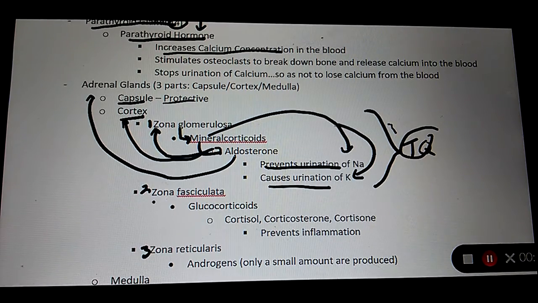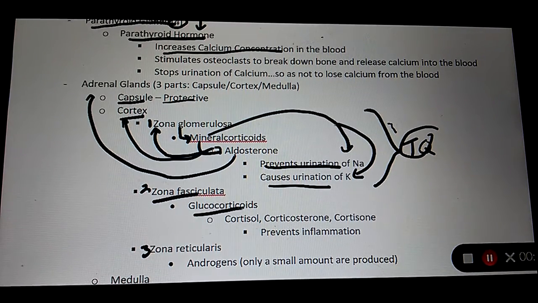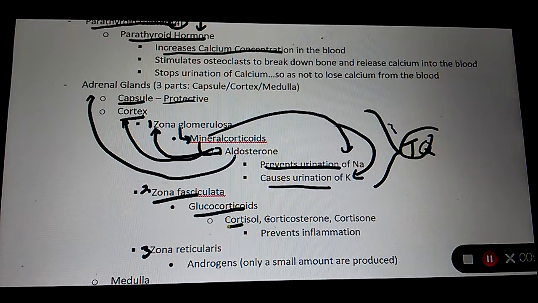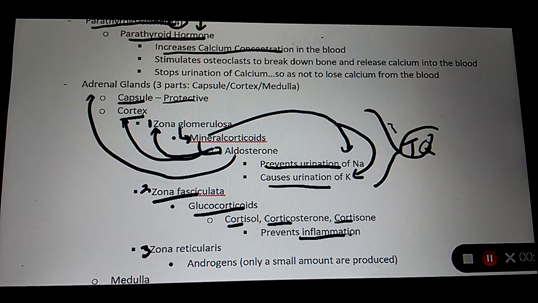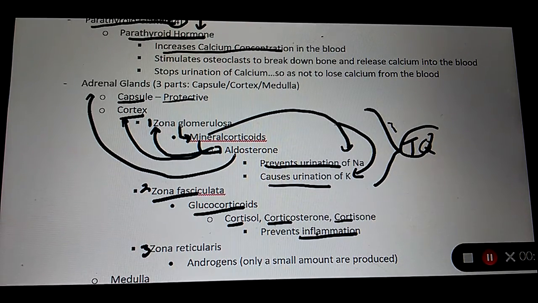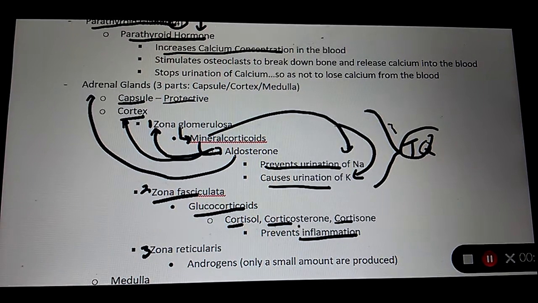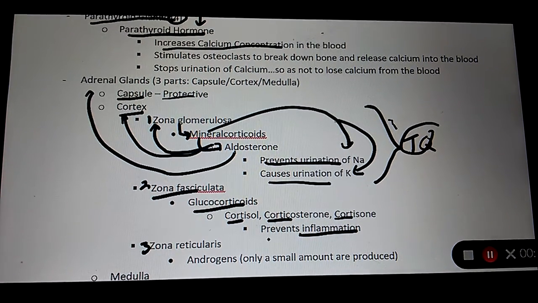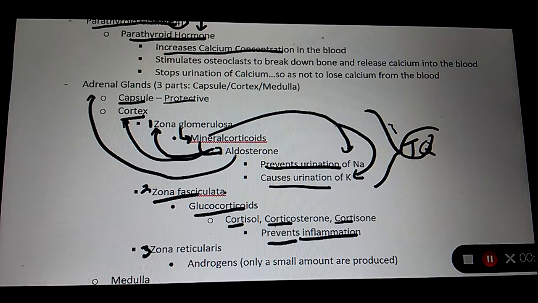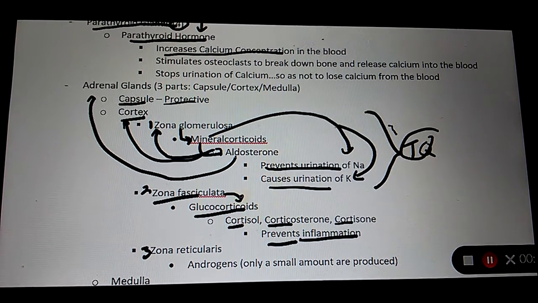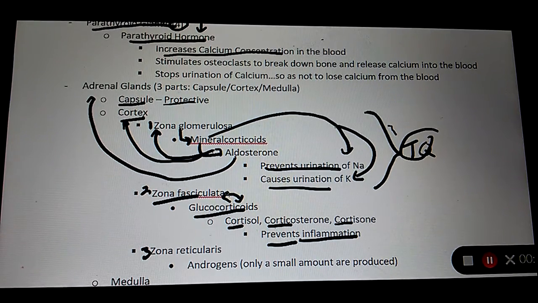The zona fasciculata produces what class of hormones? Glucocorticoids. So anything with cortisol or corticosterone is going to help you with that. What is the function of cortisol? Prevents inflammation. What is the function of cortisone? Prevents inflammation. Does the zona fasciculata produce glucocorticoids? Yes.